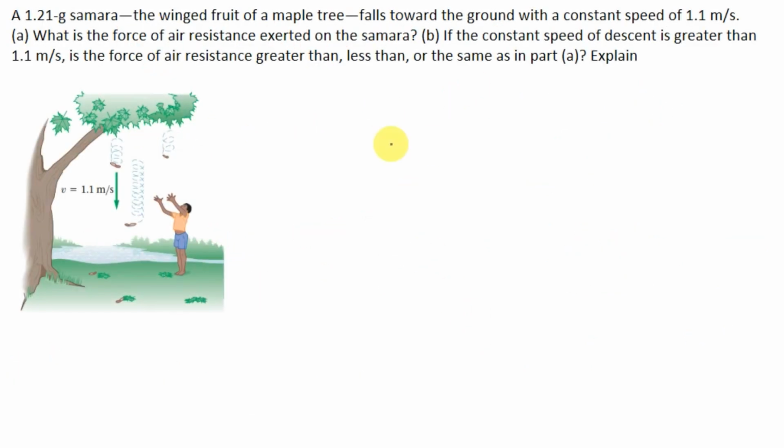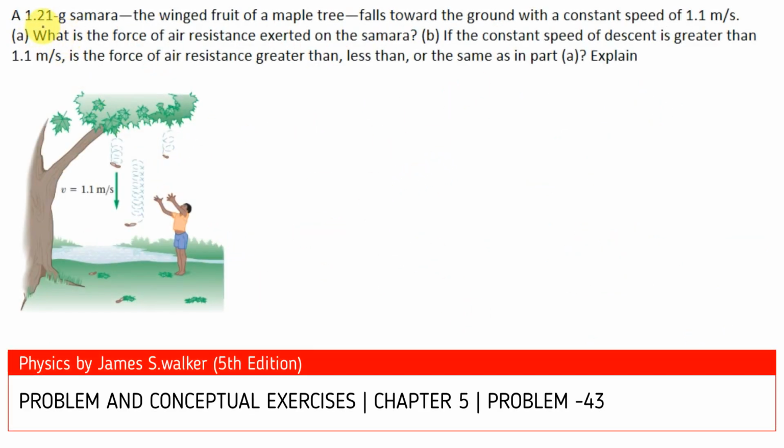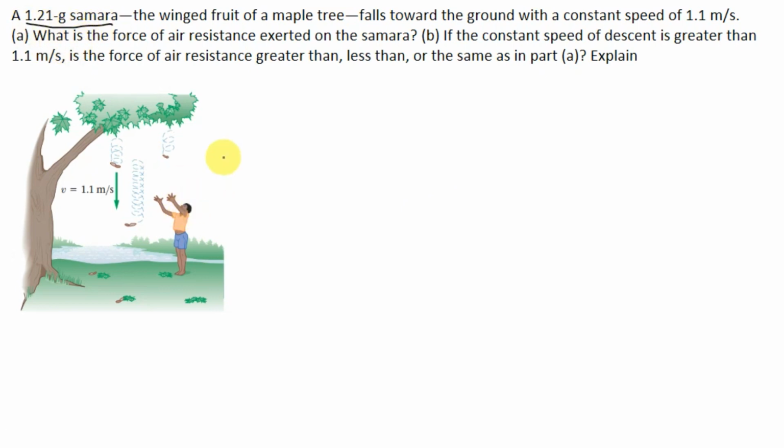Now in this question, it is given that a 1.21 gram samara, it's a fruit, fell from the tree with a constant speed of 1.1 meter per second. Now there are two parts in this question, and in the A part we need to find the force of air resistance exerted on the samara. So this is the samara, I'm taking it to be a point object. The drag force is in the upward direction, FA, this is the drag force, and the weight of the samara would be in the downward direction, W.